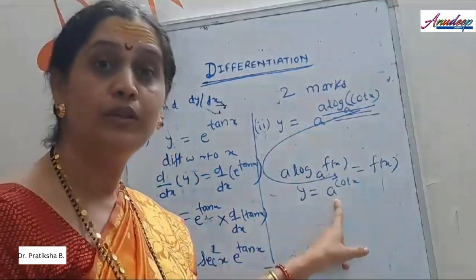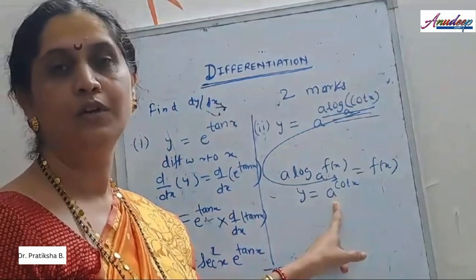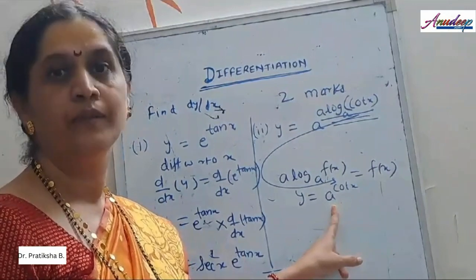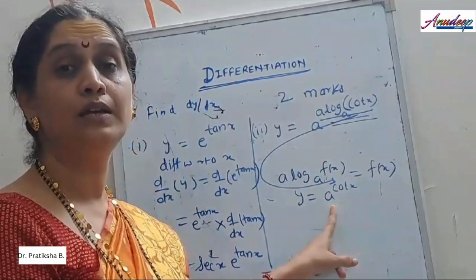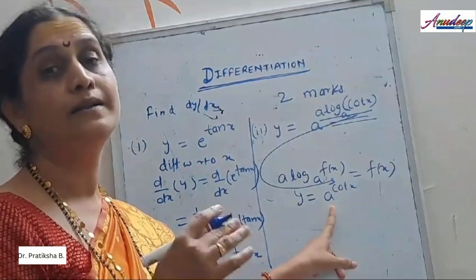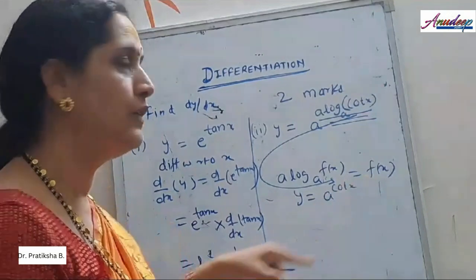Now we know that there is a standard formula for a raised to x. And what is the derivative of a raised to x? It is a raised to x into log of a. Again, when you are applying the formula here, it is a composite function, so we have to multiply the answer by its derivative. That composite function is cot x here. So the derivative of cot x.